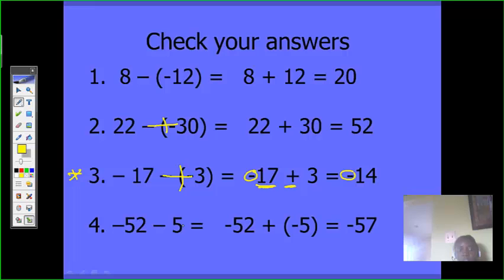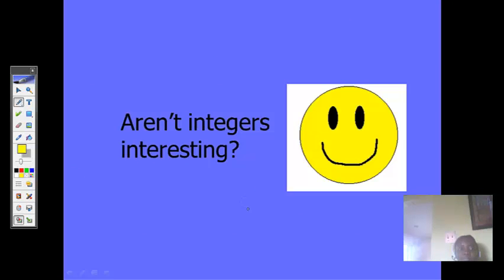And here we have negative 52 minus negative 5. Again, this is the same as adding. This is negative 52 and negative 5. They have the same sign. Once again, remember, the same rules apply. Same sign, we add, and we keep the same sign. Okay?